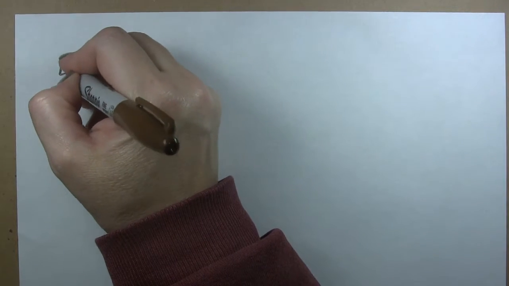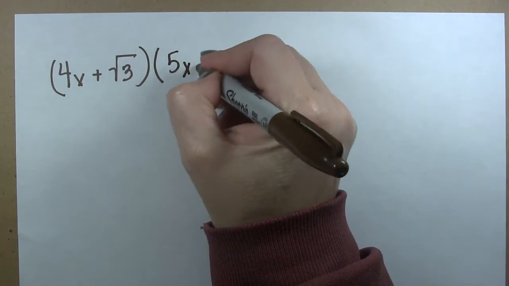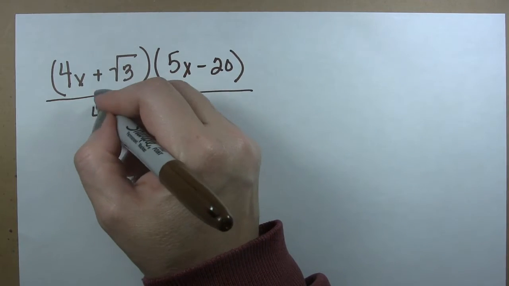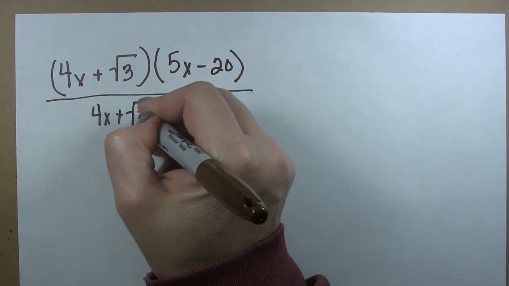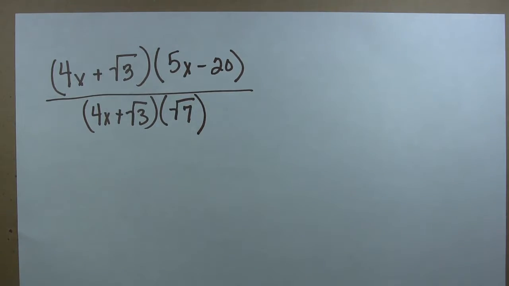And the reason it's a lousy answer on the teacher's part is because there are so many exceptions to the rule. Let me show you what I mean. Let's say that we have this problem. We have (4x + radical 3) times (5x - 20) over (4x + radical 3) times radical 7.